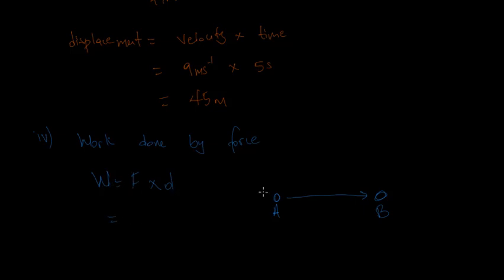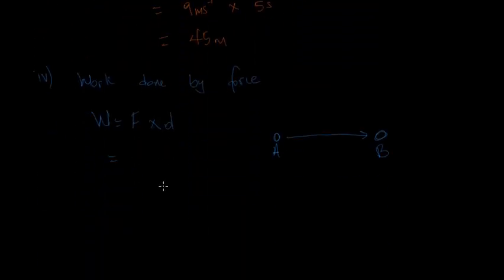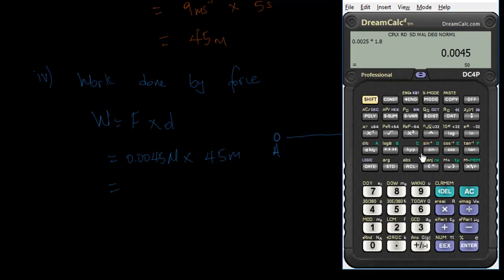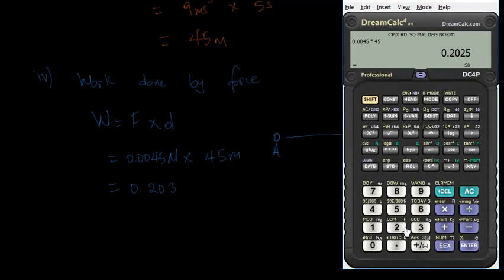Again, from earlier, we can recall that the force was, this is our force here, 0.0045 newtons multiplied by 45 meters. Right, so let me call on the service of our calculator. We have 0.0045 multiplied by 45, and we'll get an answer of 0.203. We just round up on this second 2 here to 3 because of the 5 here.